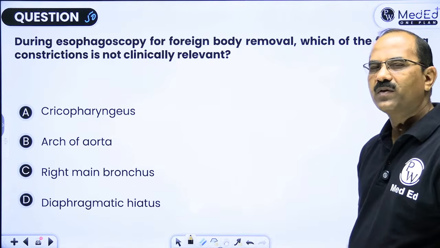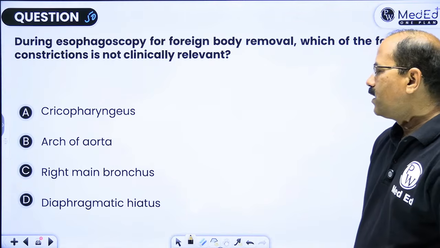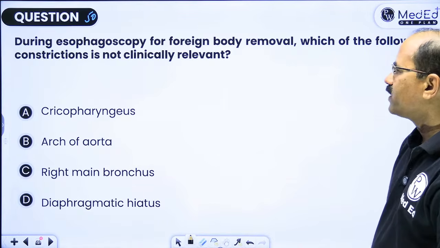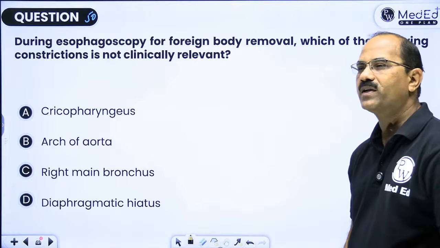During esophagoscopy for foreign body removal, which of the following constrictions are not clinically relevant?